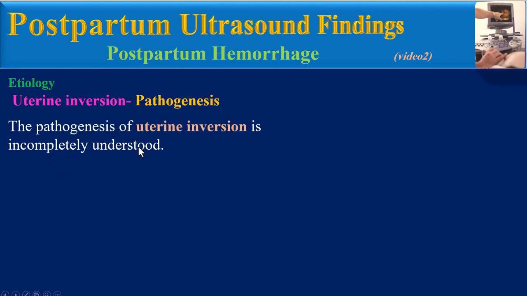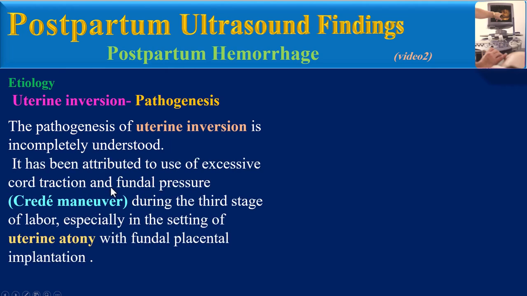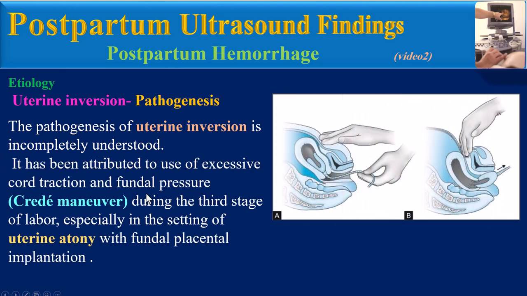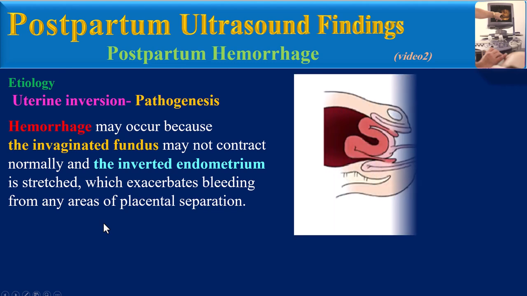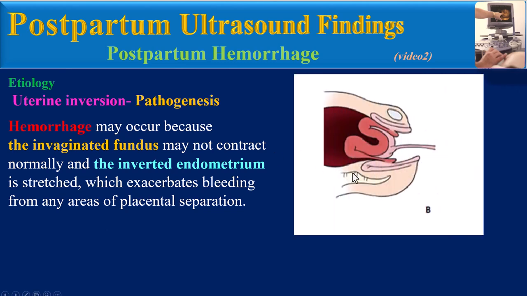About 83% of cases are acute, 14% subacute, and about 3% are chronic. Pathogenesis. The pathogenesis of uterine inversion is incompletely understood. It has been attributed to the use of excessive cord traction and fundal pressure, famous as Credé maneuver, during the third stage of labor, especially in the setting of uterine atony with fundal placental implantation. Hemorrhage may occur because the invaginated fundus may not contract normally and the inverted endometrium is stretched, which exacerbates bleeding from any areas of the placental separation.